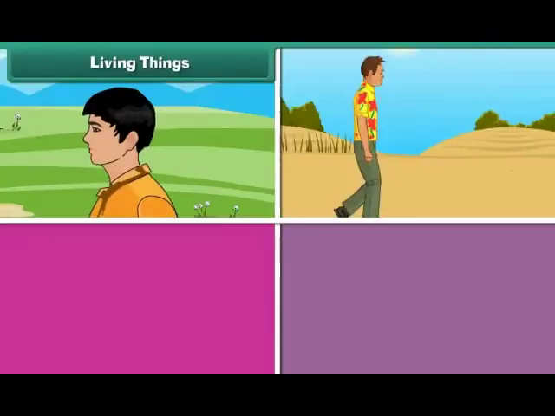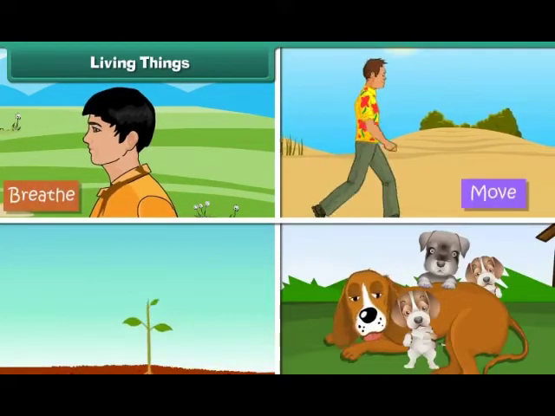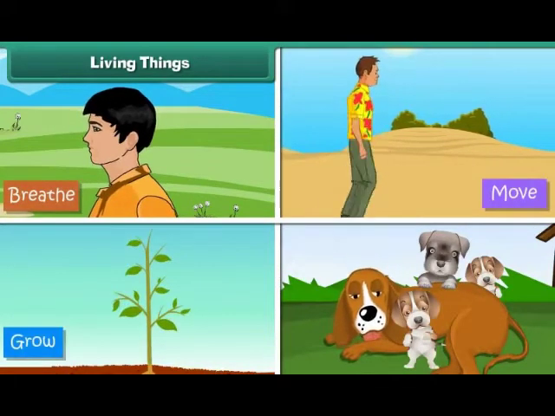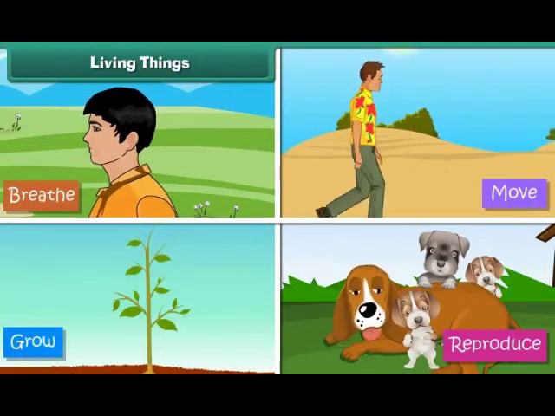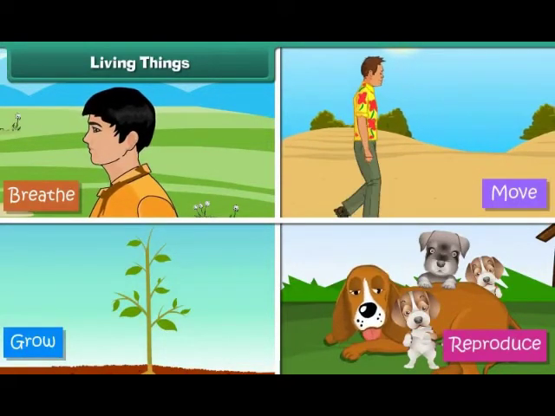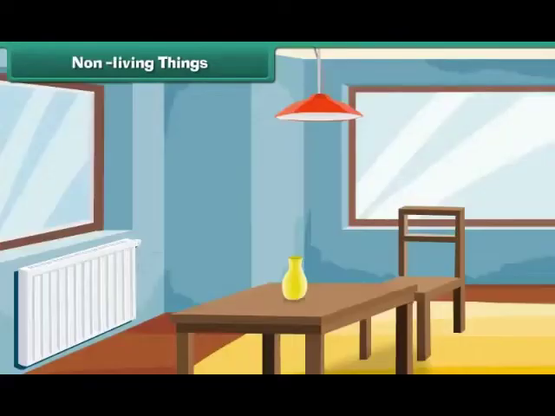Living things. Living things breathe, move, grow, and reproduce. Living things have sensation. They eat food and remove waste.